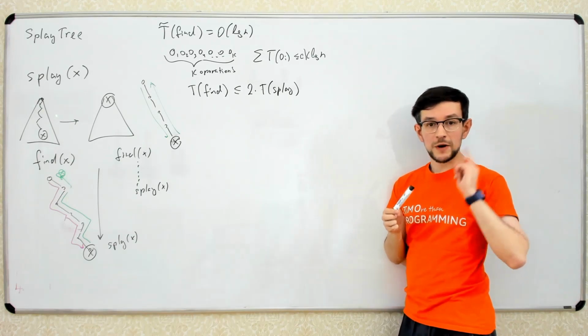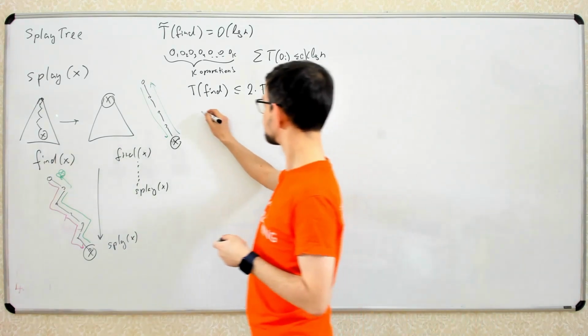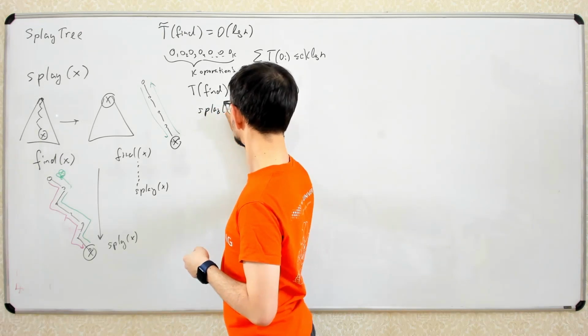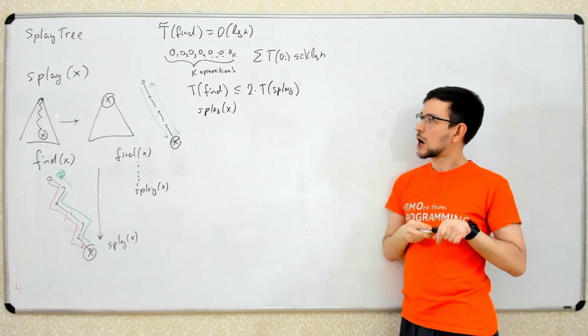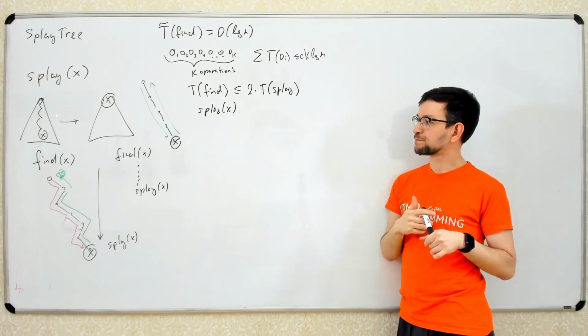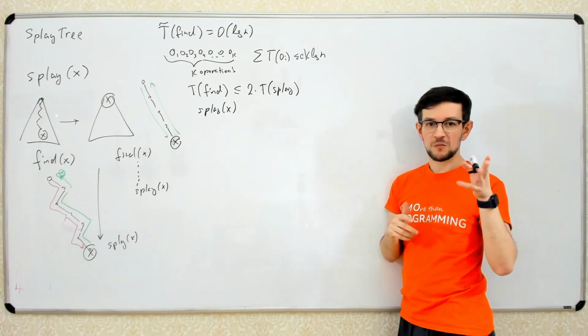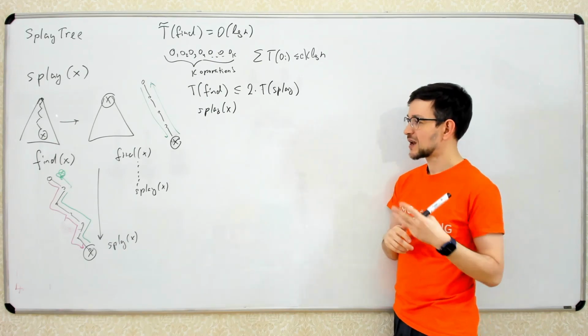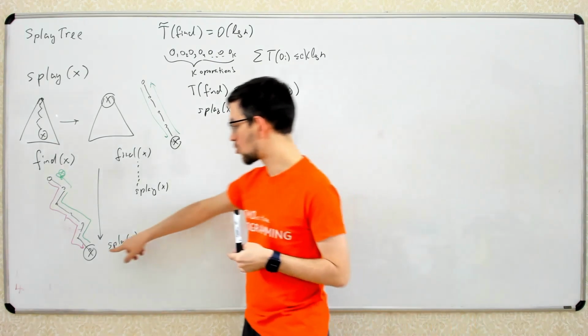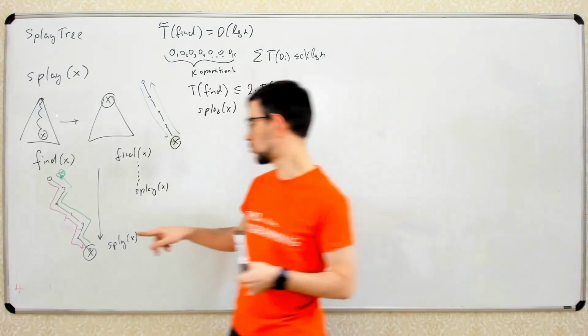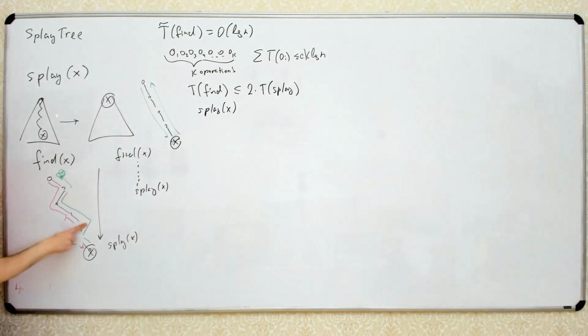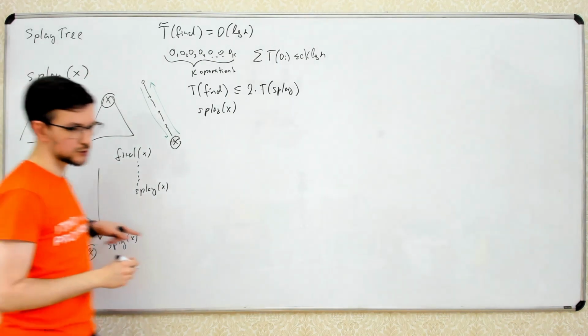Now, how do we make the splay operation? We will do it in three different steps. Each time we will look at the node X and two of its ancestors. So we will look at these two nodes. This node will be P, the parent of the node, and this is the grandparent of our node.